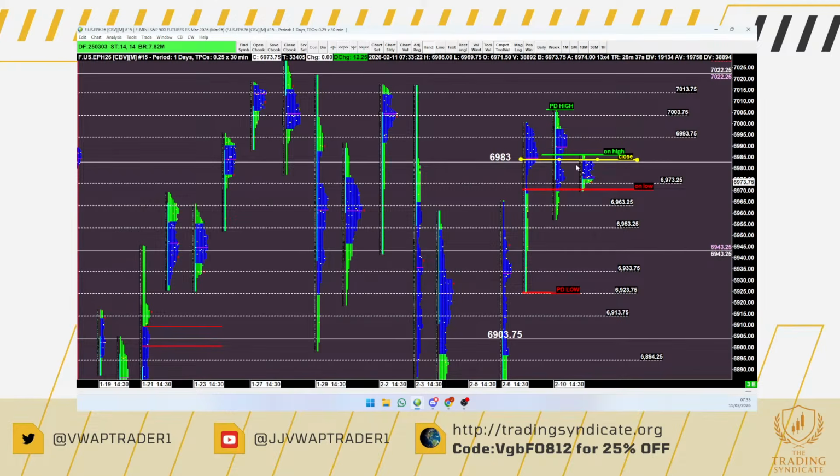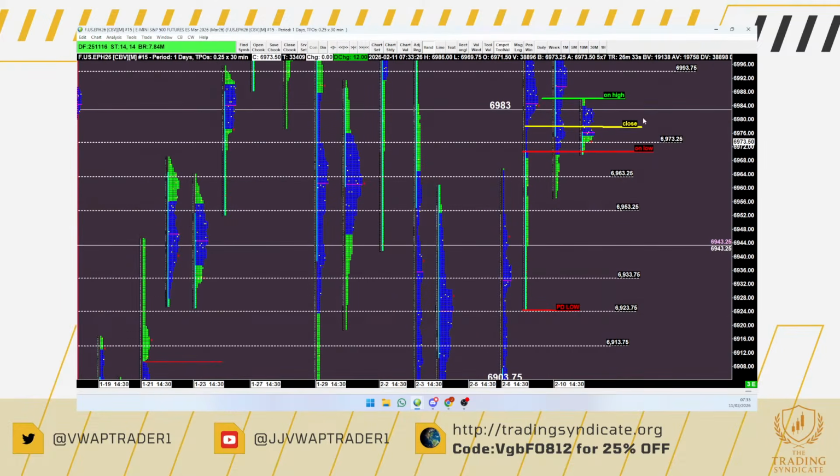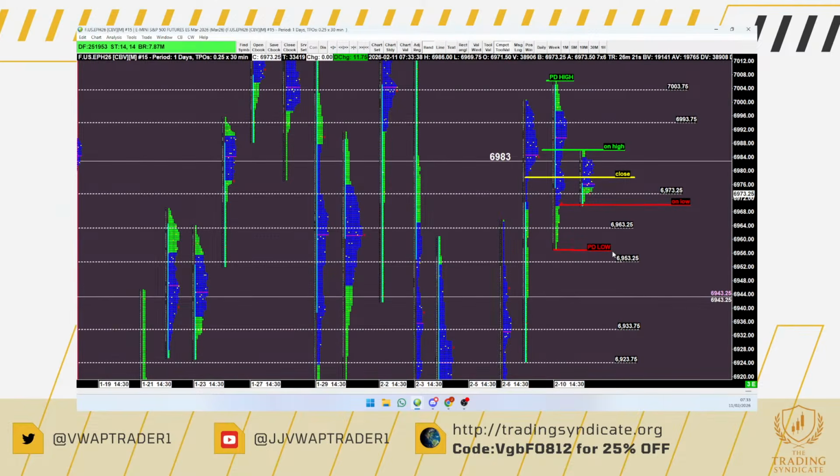I left everything, not just because I'm lazy. I'm behind. I just wanted you guys to see what I do every morning for prep. So every morning, I do the same exact thing. Right? I go and look at this chart, which tells me where the inventory is. Now I want you to notice something.